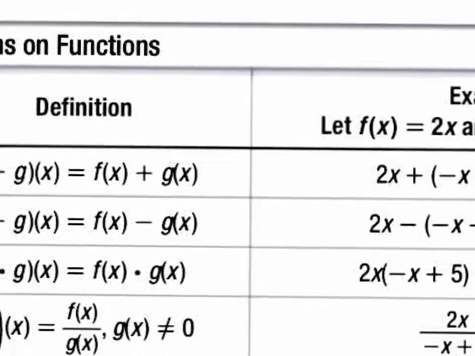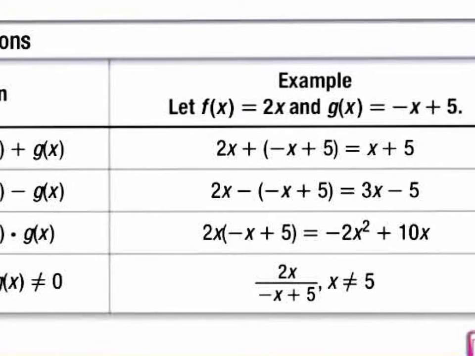So what is the f of x? We said the f of x was 2x, and the g of x was the binomial negative x plus 5. So what they want you to do is add the f of x with the g of x. There's the 2x, the f of x. Here's the negative x plus 5, the g of x, and we are adding them together. And that's really just combining like terms.